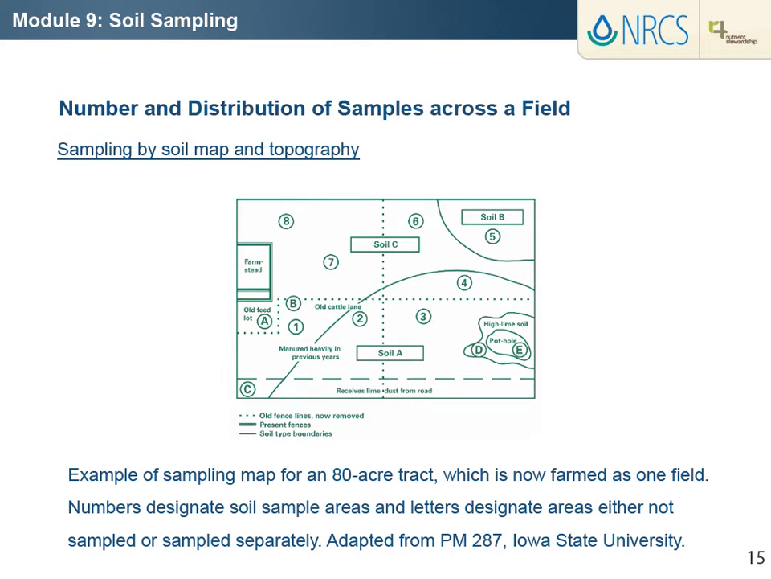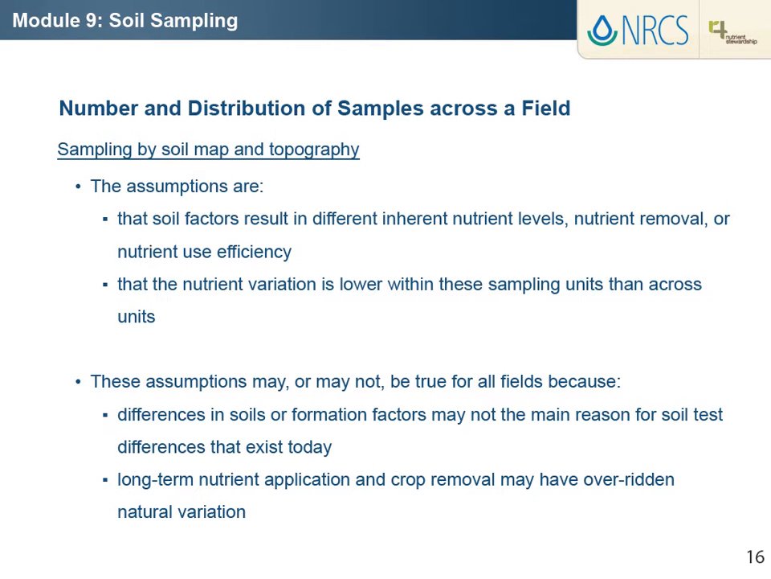apparently uniform area. The main assumptions supporting the soil type approach are that soil factors do result in different nutrient levels, nutrient removal, or nutrient use efficiency, and that the nutrient variation is lower within these sampling units than across units. These assumptions may or may not be true for all fields.